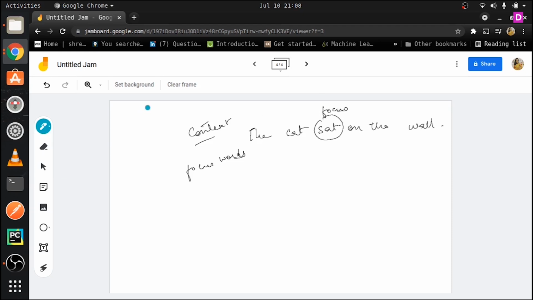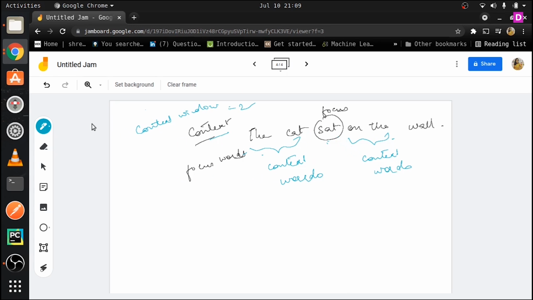In that case what will happen? And let's suppose my context word or context window is 2. In that case what will happen? So two words before the focus word and two words after the focus word, these two will be taken into consideration. Okay, so now if sat is my focus word, in that case these two will become my context words and these two will become my context words. So you have the context words, you have the focus word.